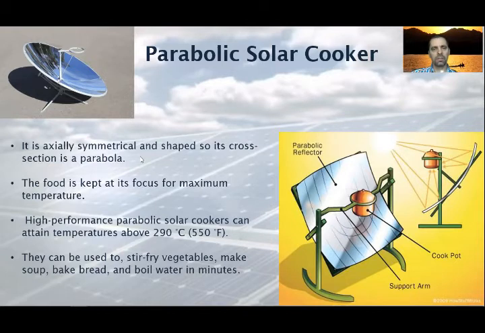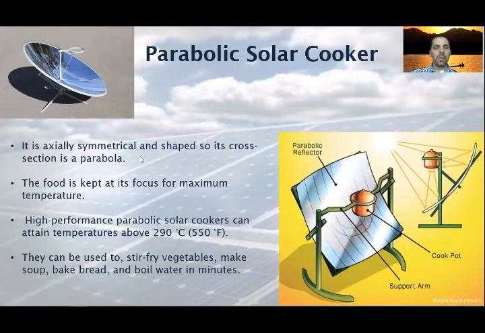High-performance parabolic solar cookers can attain temperatures above 290 Celsius, 550 Fahrenheit. They can be used to stir-fry vegetables, make soup, bake bread, and boil water in minutes.